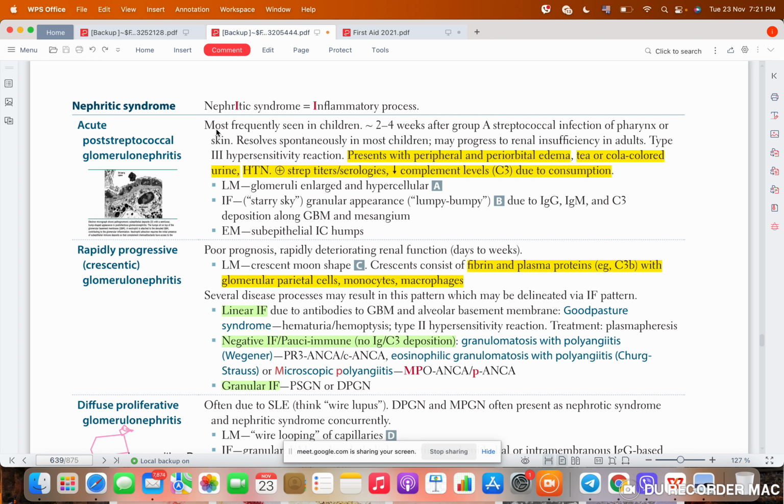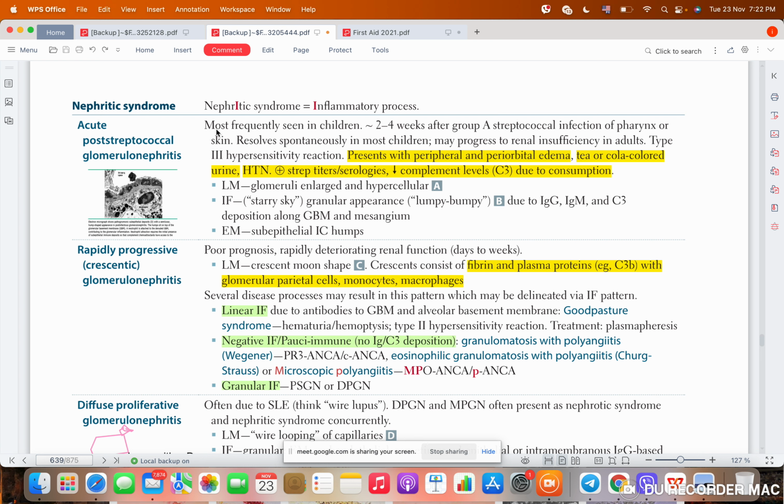As you can see here, it's a type 3 hypersensitivity reaction. That was vasculitis. It presents with peripheral and periorbital edema. Guys, in case of kidney dysfunction, is the edema more in the morning or in the evening? It's in the morning. Why? Because you have not gone to the bathroom all night long, so you have not gotten the fluid out of your body yet. But if we speak about heart failure, is it in the morning or in the evening? Evening. Yep, after a long day of work.